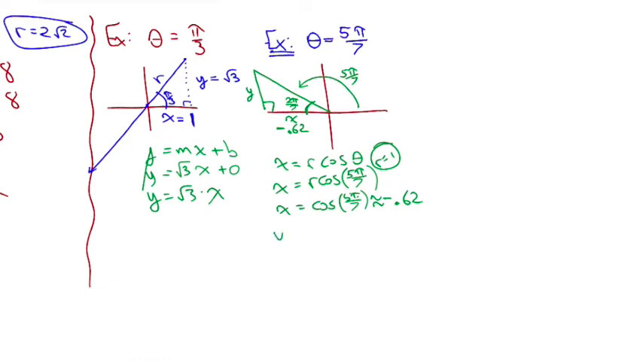What's y equal to when r is equal to 1? Sine of that angle, 5 pi over 7. Is this answer going to be positive or negative? It's going to be positive, second quadrant. So sine of 5 pi over 7?